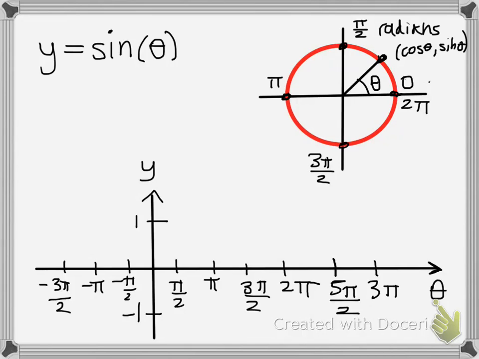And remember, pi over 2 radians is 90 degrees. Pi radians is 180 degrees, so 180 degrees of a circle. 3 pi over 2 is 270 degrees.